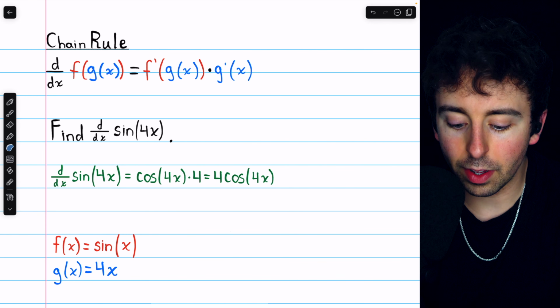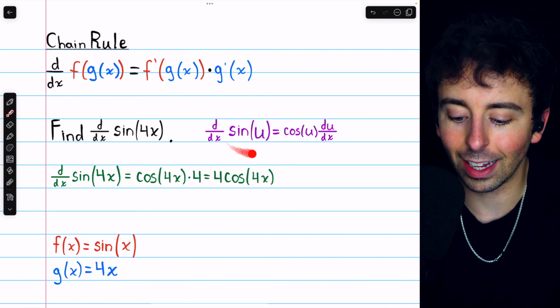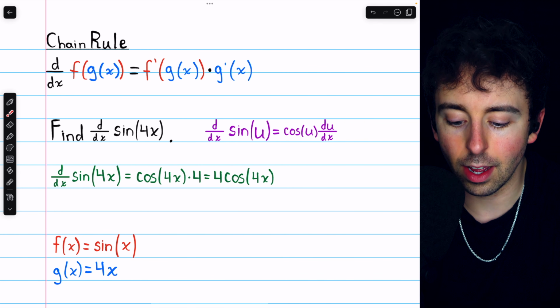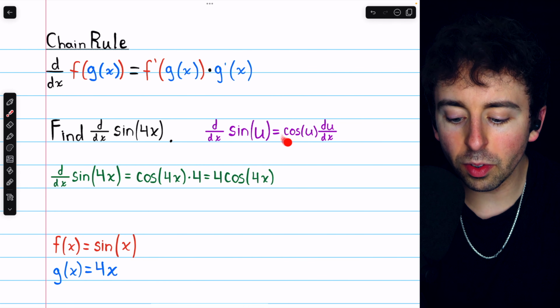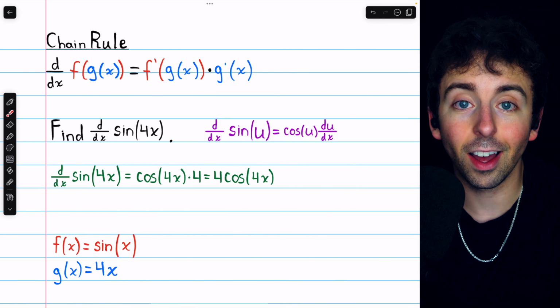Taking the derivative of composite functions with sine is straightforward. In general, it looks like this. The derivative of sine of a function u is cosine of u times the derivative of u with respect to x, just like we saw here.